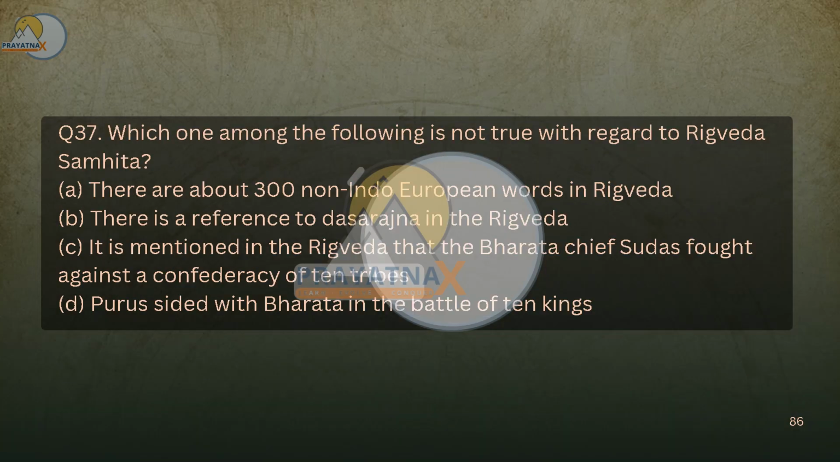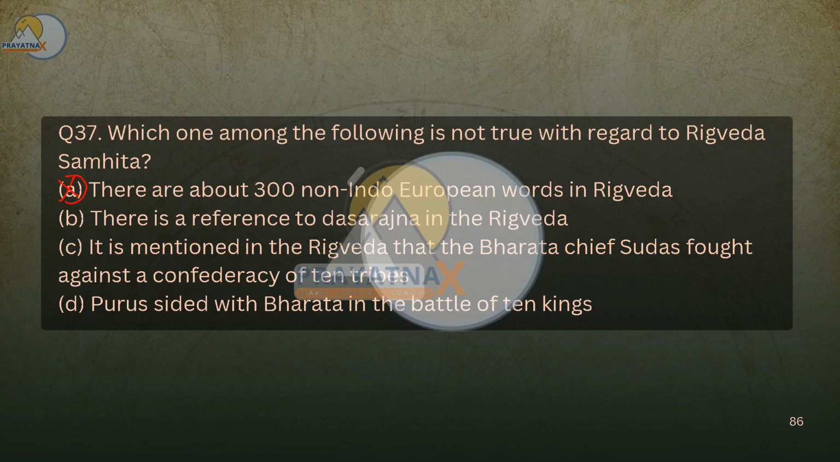Which one of the following is not true with regards to Rigveda? Now, let us look at the options one by one. Rigveda is a text which deals with the collection of the Vedic hymns. It is the oldest religious text as you know it. So, the claim of a non-Indo-European word being included in the original text, it does not add up.